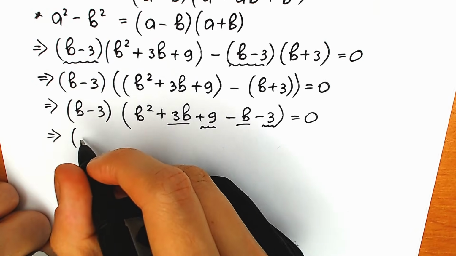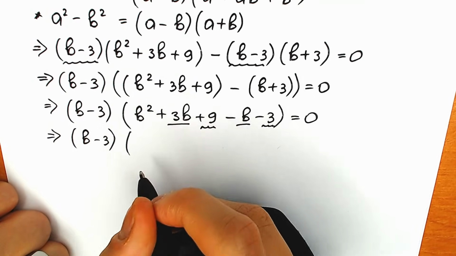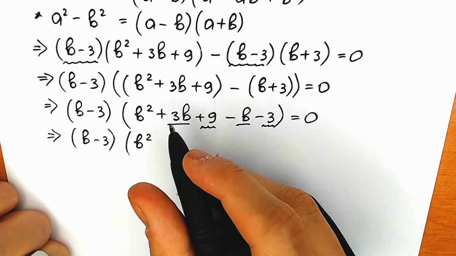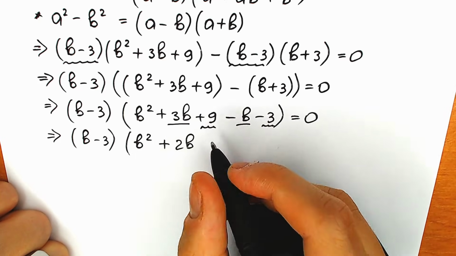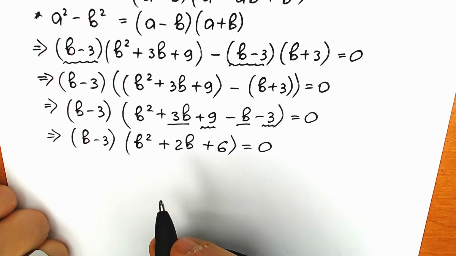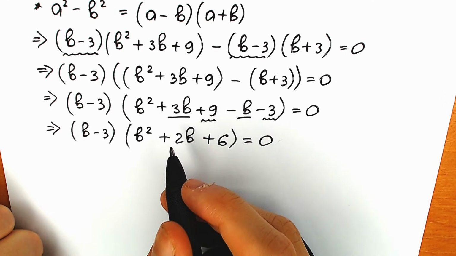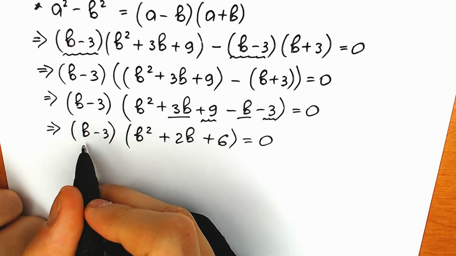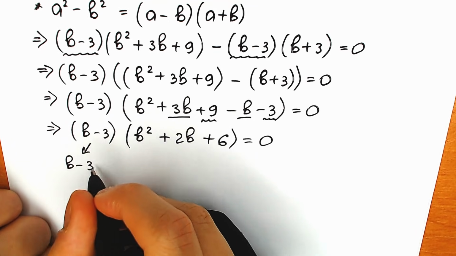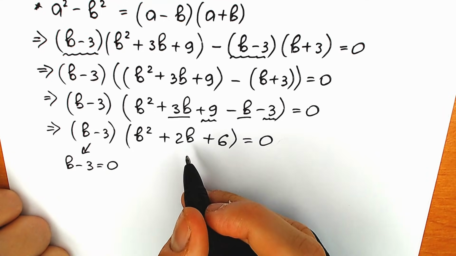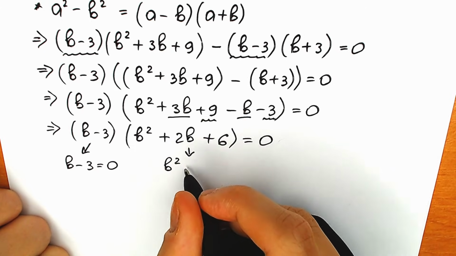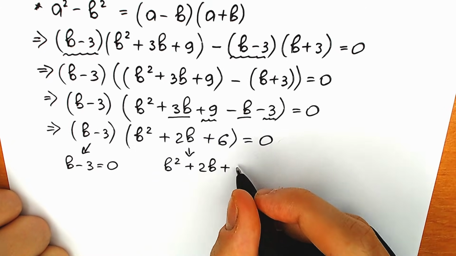So we have b minus 3 in the beginning, b minus 3 in the beginning, and in another parenthesis we have b squared, so the same beginning, plus 3b minus b plus 2b, and 9 minus 3 plus 6 equal to 0. So we have a product of two parentheses equal to 0 when the first parenthesis is equal to 0, so in our case b minus 3 is equal to 0, so this is our first branch, or the second parenthesis is equal to 0, so b squared plus 2b plus 6 equal to 0.